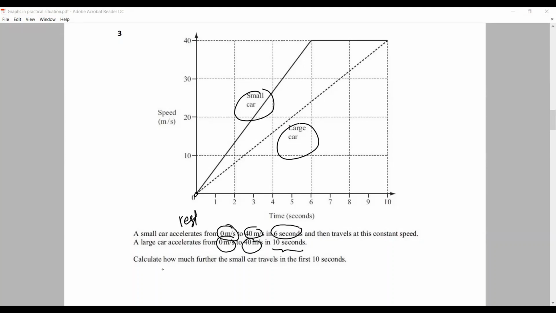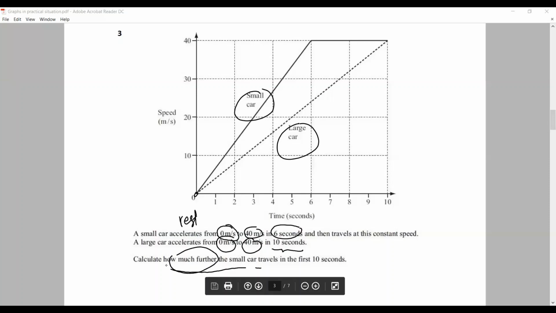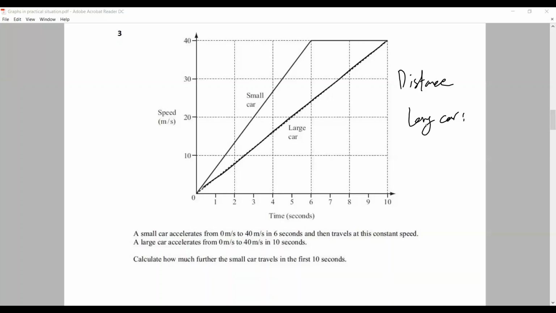Okay, so calculate how much further the small car travels in the first 10 seconds. So basically you have to calculate the area under the curve for small car and also for large car and then subtract them. So their difference tells us basically how much further the small car travels, right? So let's go ahead and do that. For the larger car, this forms a triangle, right? So half of base is 10, height is 40. So the answer is 200 meter. That's how much the large car travels.